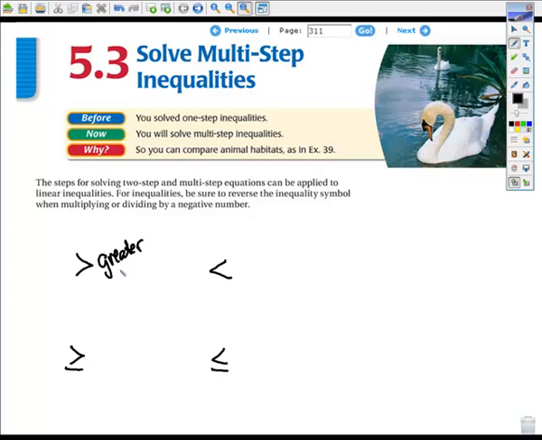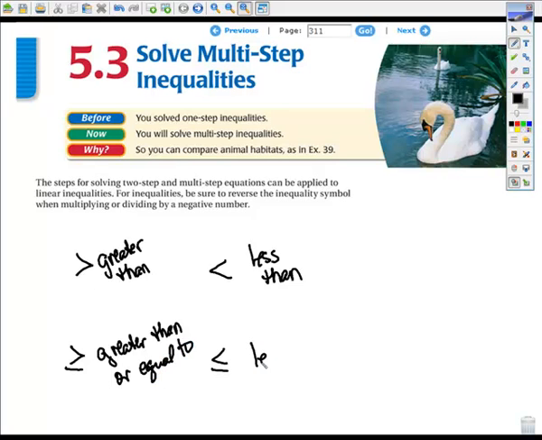Greater than, less than, greater than or equal to, and less than or equal to.